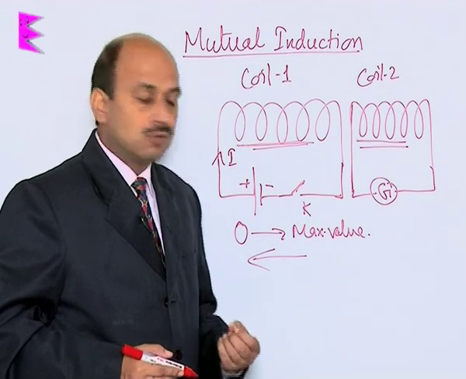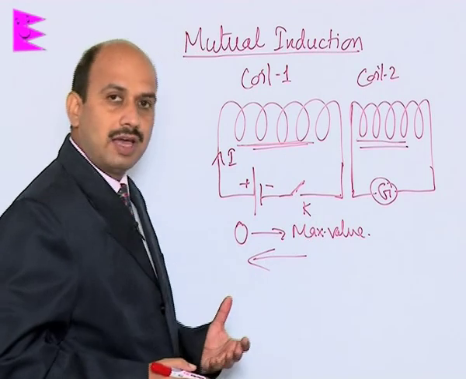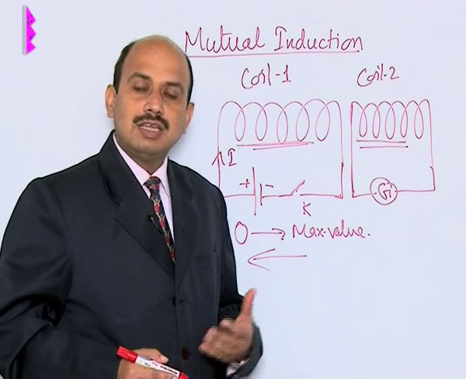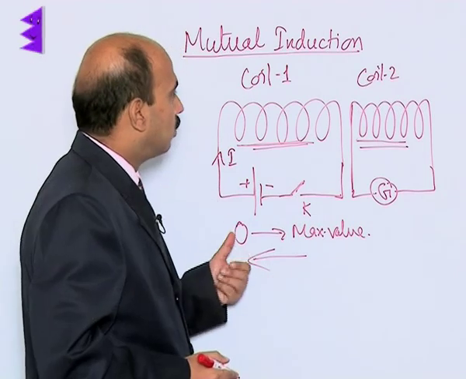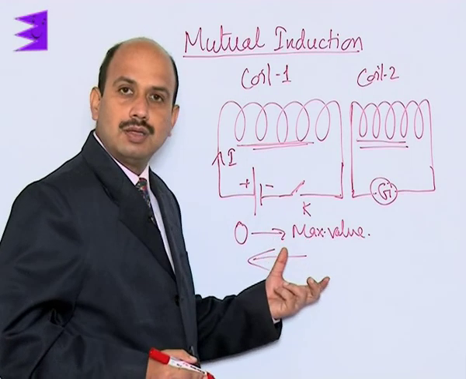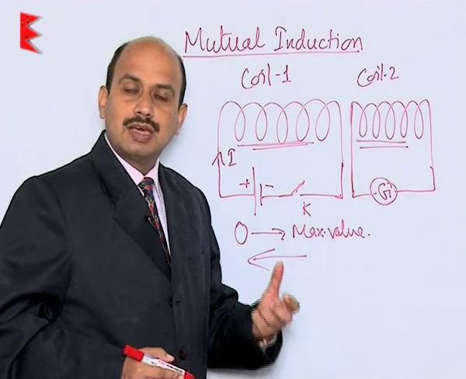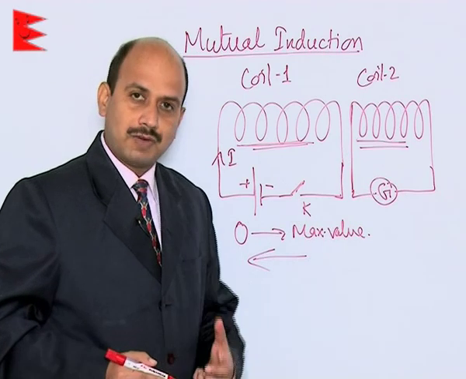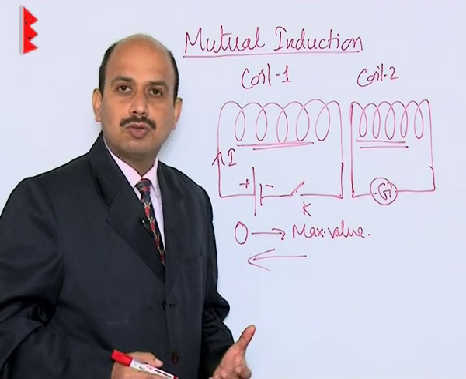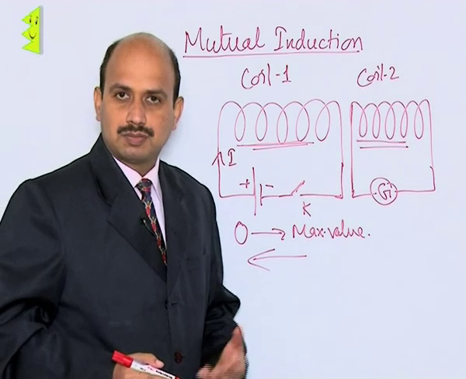So now we can define it like this. Whenever there is increase or decrease of the strength of current in coil 1, there is an induced EMF in coil 2 which opposes the increase or decrease of the strength of current, and this phenomenon is known as mutual induction.